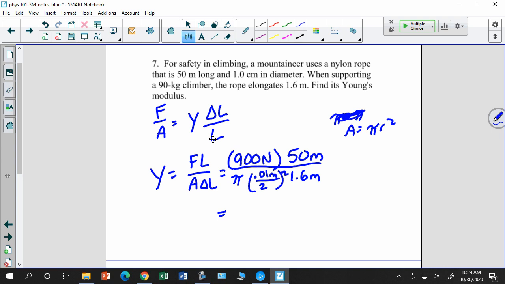I get 3.6 times 10 to the 8th. That's in newtons per square meter. Is that what y'all got? 3.6 times 10 to the 8th? Yeah. Okay, good. You'll see questions like these.